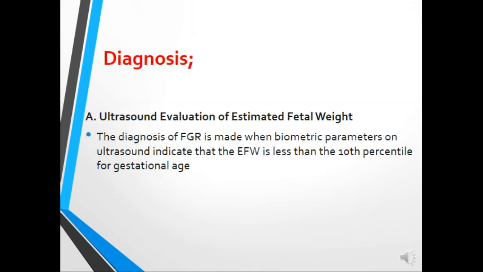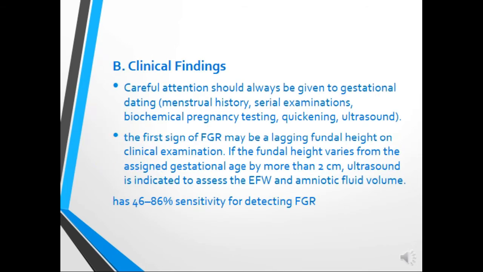Now the diagnosis of FGR. First, by ultrasound evaluation of estimated fetal weight. How do we make the diagnosis? By ultrasound biometric parameters which indicate that estimated fetal weight is less than the 10th percentile for gestational age. Then the clinical findings, with careful attention to gestational dating by menstrual history, serial examination, biochemical pregnancy testing, quickening and ultrasound.